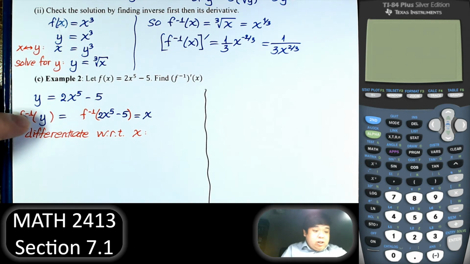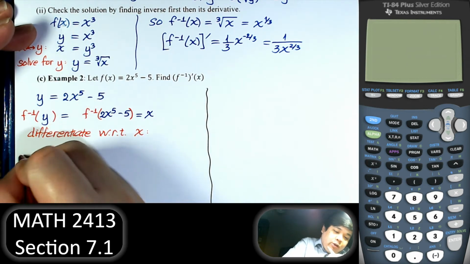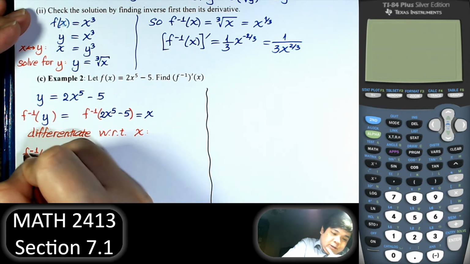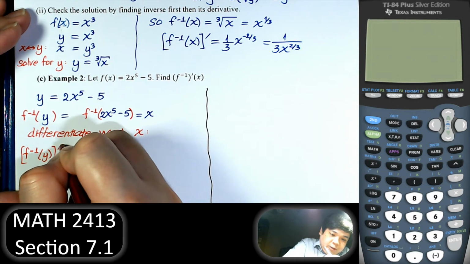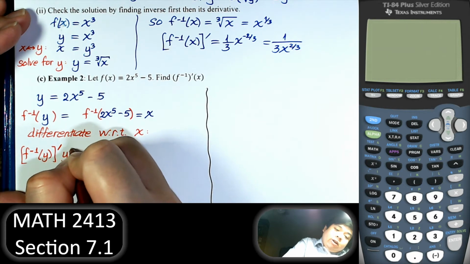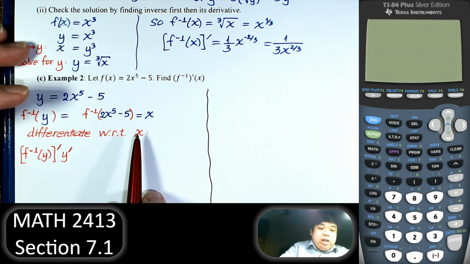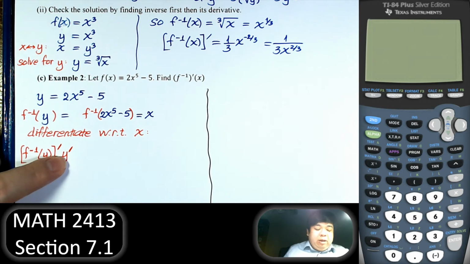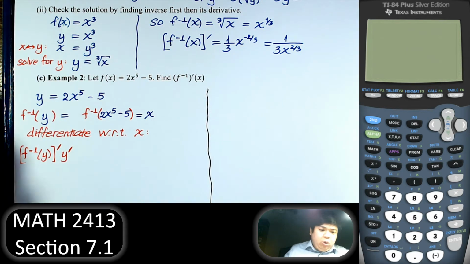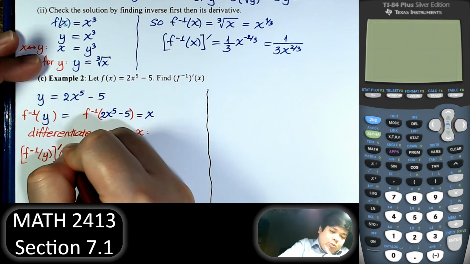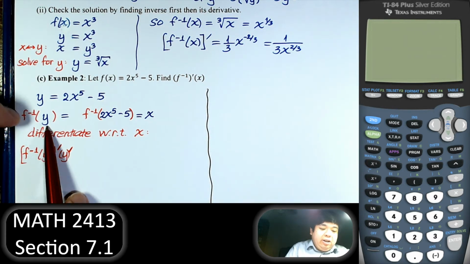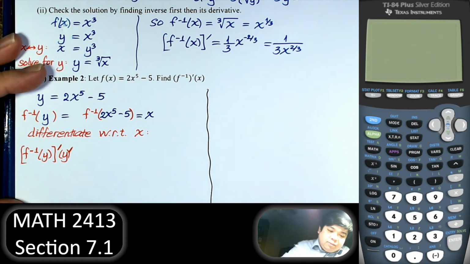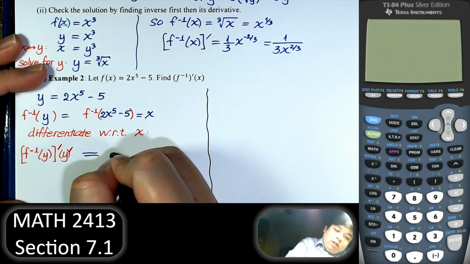So since this is the function of y, when we take the derivative on the left hand side, we have to take the derivative of y, because we take the derivative with respect to x, and y is a function of x. So we have the derivative of the whole thing and the derivative of the parentheses, which is y prime. Derivative of x on the other side is just 1.